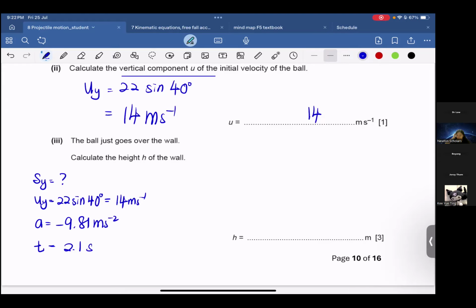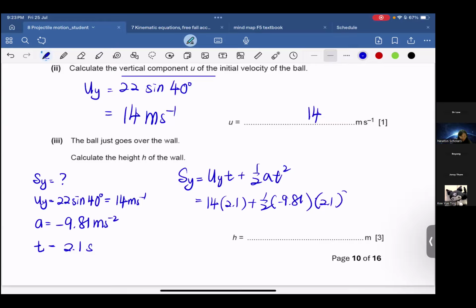Okay, here, dear, look at me. Can you tell me what is your SY after you calculate? SY here we can use UYT plus 1 over 2AT squared. So UY is 14, T is 2.1, plus 1 over 2 times negative 9.81 times T which is 2.1 squared. Here negative. So the answer here I get 7.8 meter. Did you guys able to get until this step?